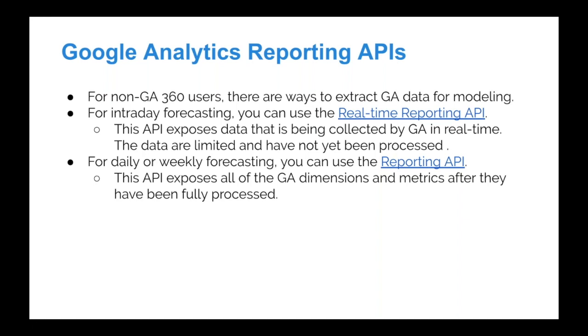And then, like I was saying with the BigQuery streaming export, if you aren't forecasting on an hourly basis and have more of a daily or weekly view, then you could certainly use the regular Google Analytics reporting API, and that would allow you to extract the full list of dimensions and metrics that are available in Google Analytics.